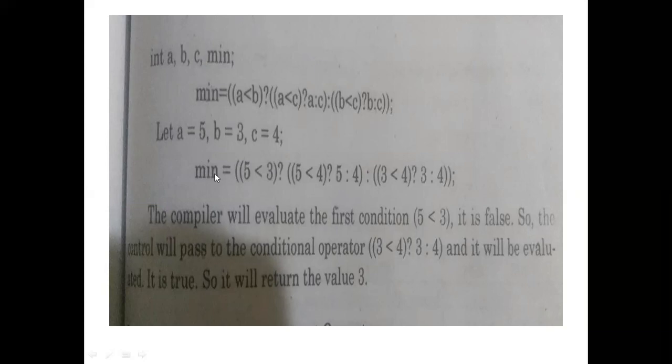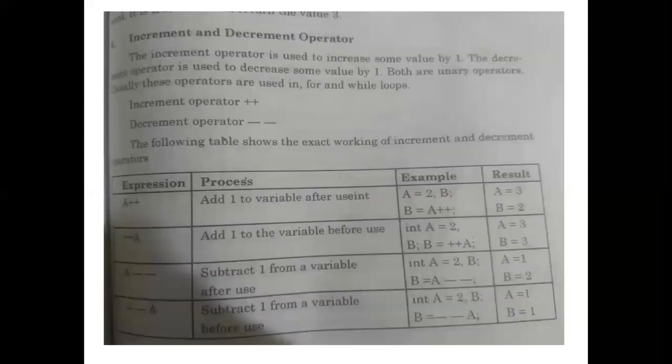The compiler will evaluate the first condition. If it is false, the control will pass to the conditional operator and it will be evaluated. So it will return the value of 3.